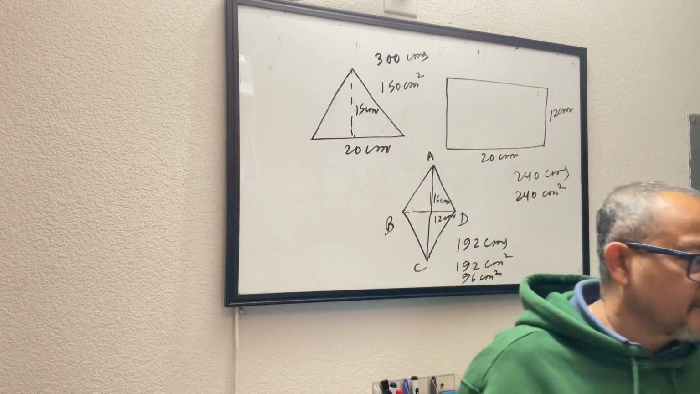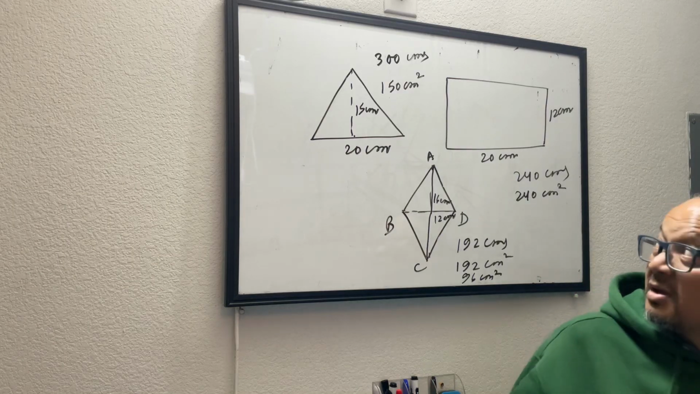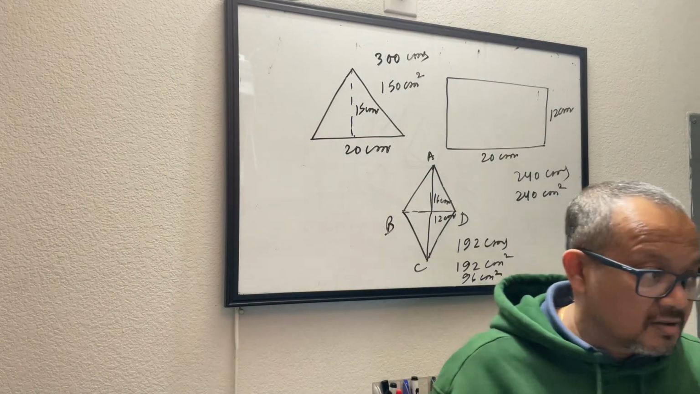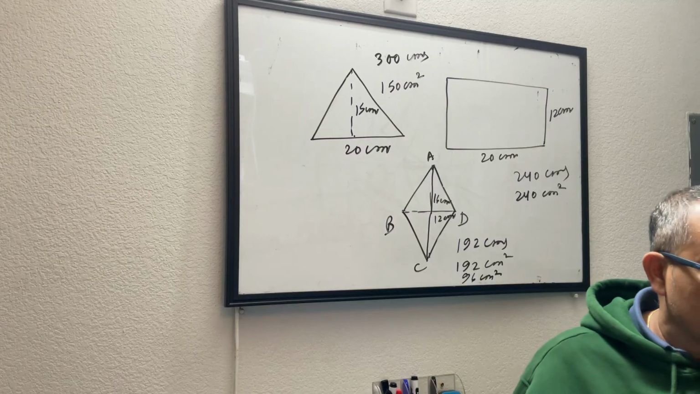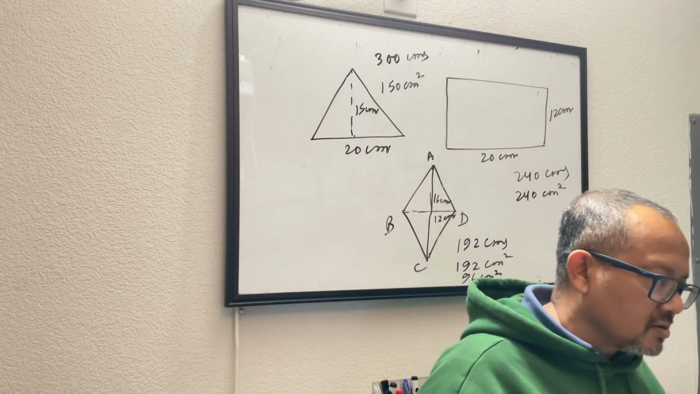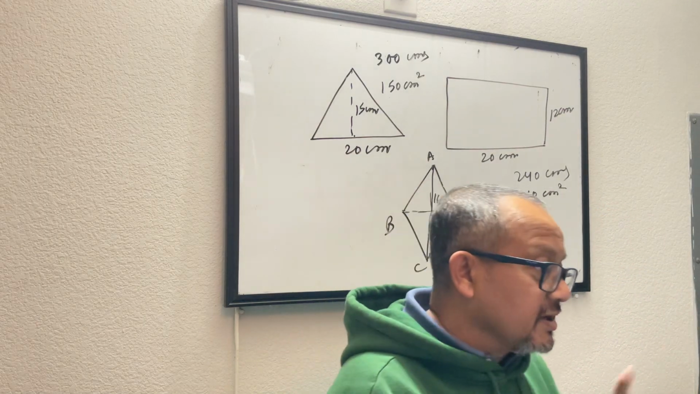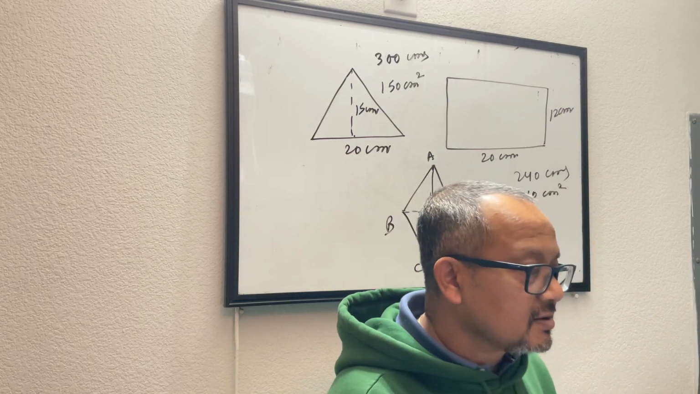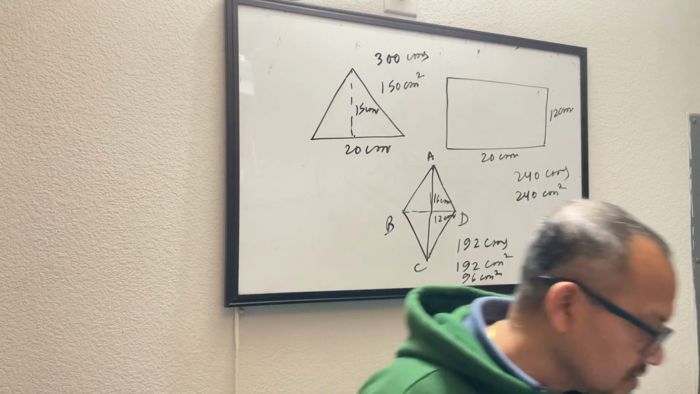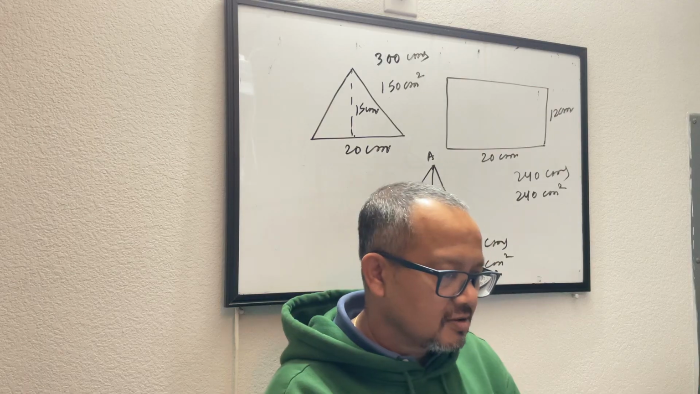The first one, I got 35 centimeters squared. For the second one, I got 32 centimeters squared. And for the last one, I got 28 centimeters squared. Okay. For the first one, I got 300 square centimeters. And for the second one, I got 240 square centimeters. And for the third one, I got 192 square centimeters.